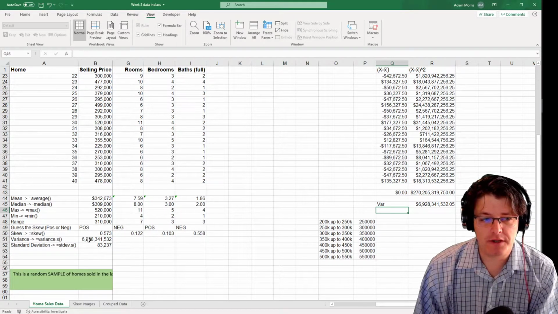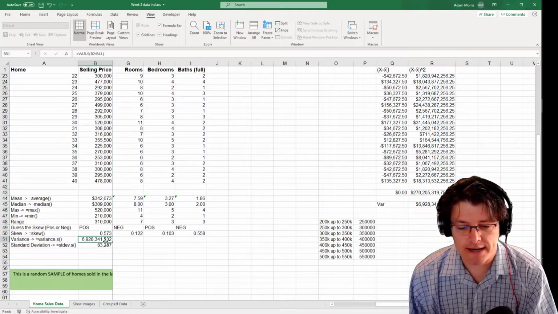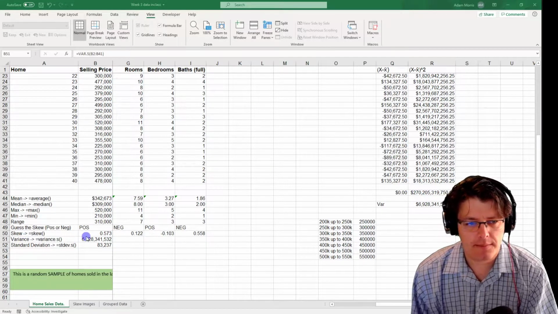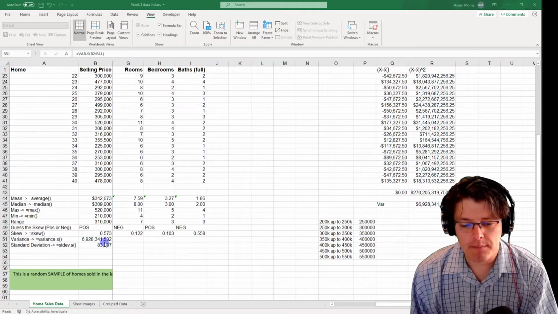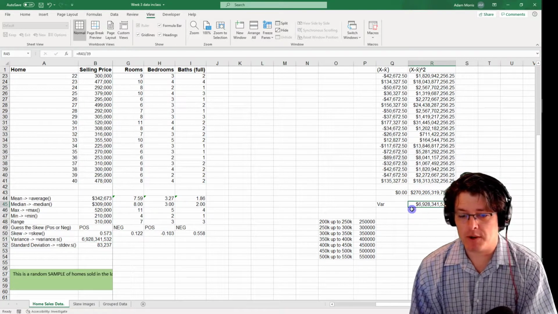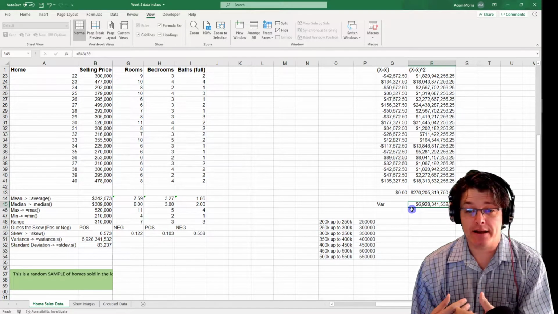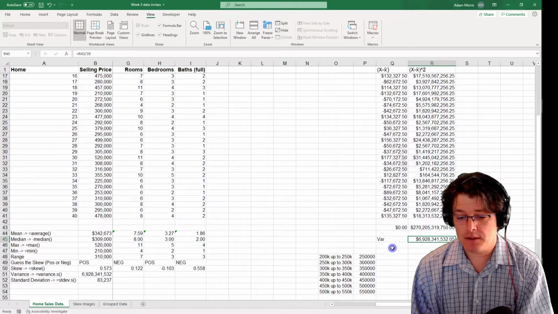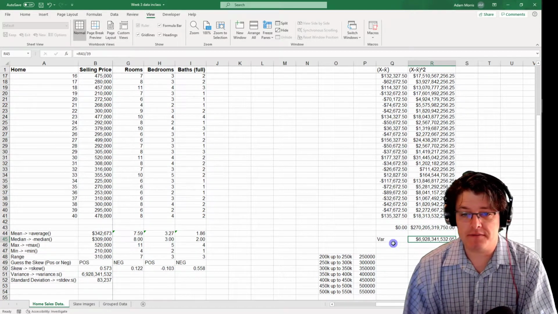Okay, and you'll notice over here that we do in fact have a matching value. I hope that shows up. Okay, yeah, that should help. 6.9 billion and 6.9 billion. Okay, so that's just to highlight that you don't have to go through this whole rigmarole every time you want to know the variance of a variable.